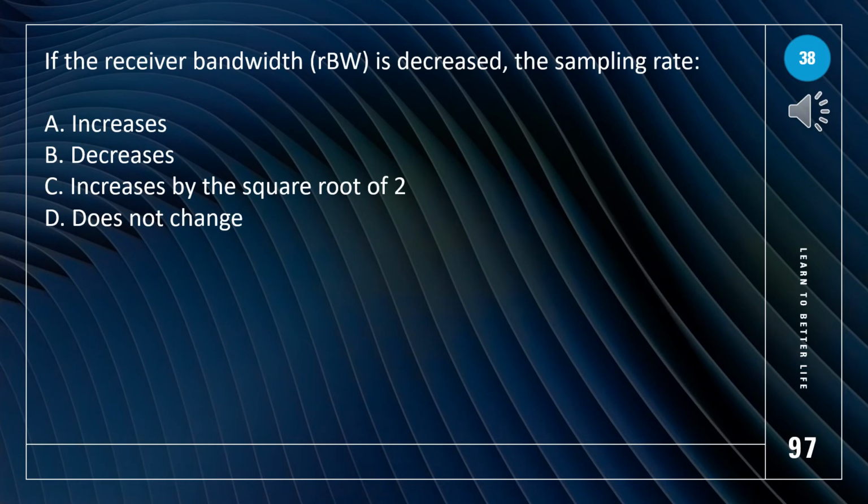If the receiver bandwidth is decreased, the sampling rate A. increases, B. decreases, C. increases by the square root of 2, D. does not change. The answer is B, decreases. The two have the same direction as we mentioned in previous questions.